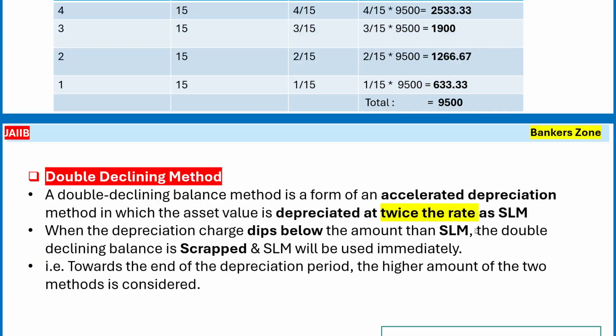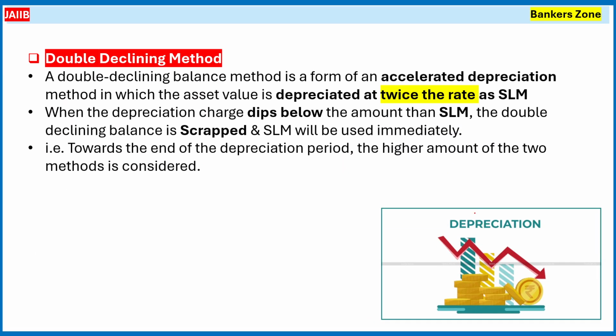Now the double declining method. This is not given in your book, but it is one of the important methods. You just go through it. In case of the double declining balance method, this is nothing but accelerated depreciation, meaning more depreciation in the early period. Here the asset value is depreciated at twice the rate of the straight line method. Whatever the straight line rate is, we will use just double of it in this method. Very simple. When the depreciation charge dips below the amount of depreciation in the straight line method, at that time we will again start using the straight line method.